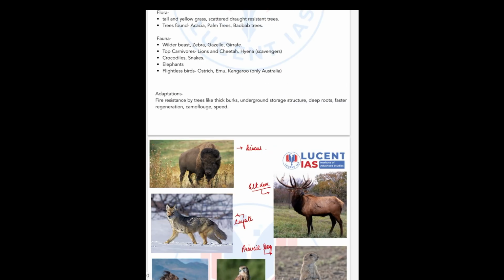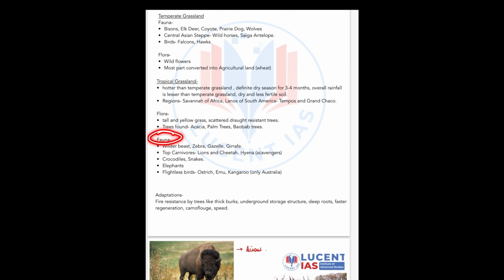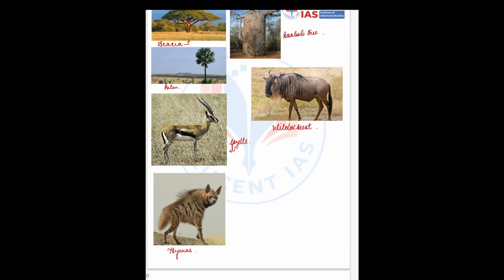And what is the fauna found here? Wildebeest, zebra, gazelle, giraffe, and top carnivores like lion and cheetah, and scavengers like hyena. Also we find crocodile, snake, elephants, and birds like ostrich and emu. Kangaroo is found only in Australia. This is wildebeest, this is gazelle, these are hyenas.